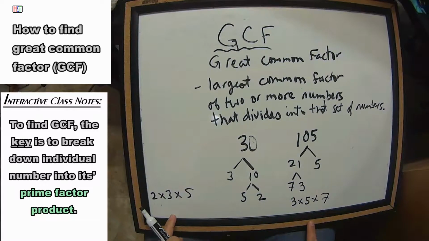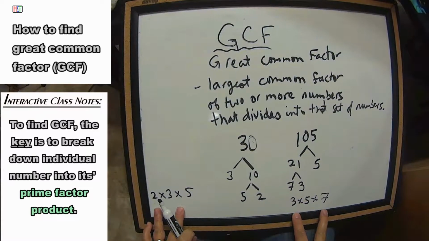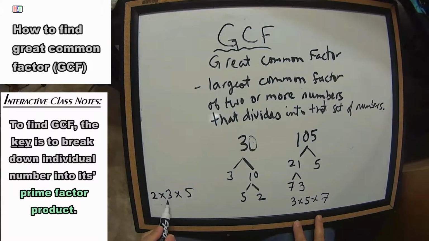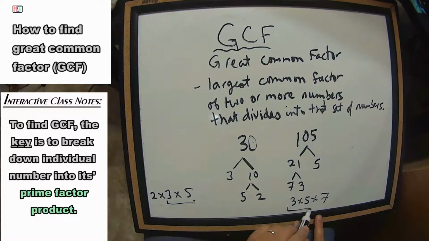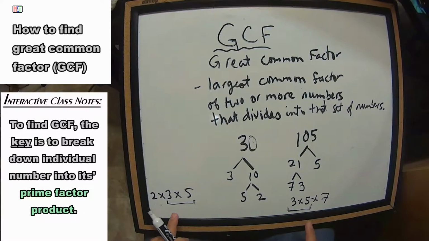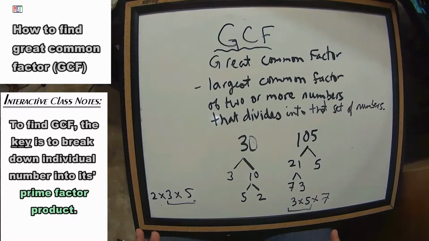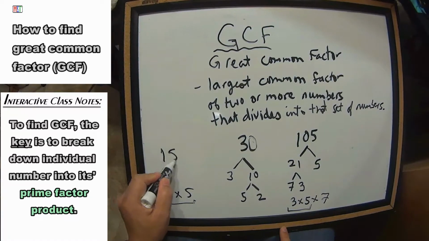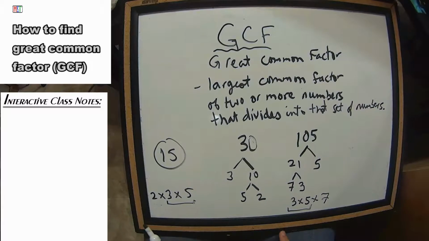Now you notice that if you look at these sets of prime factor products, you'll see that 3 times 5 is common to both. So this would be the greatest common factor found in these two number sets. Alright, so 15. Okay, so 15 is the greatest common factor for 30 and 105.